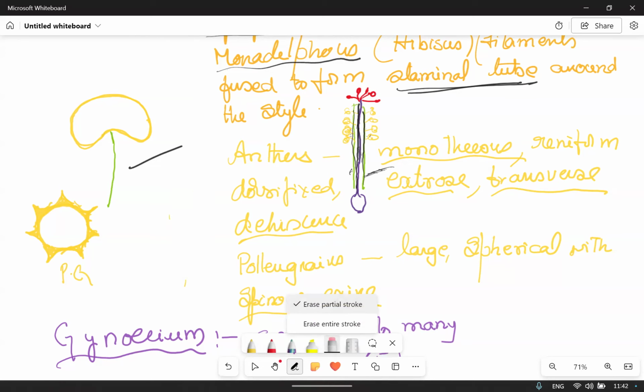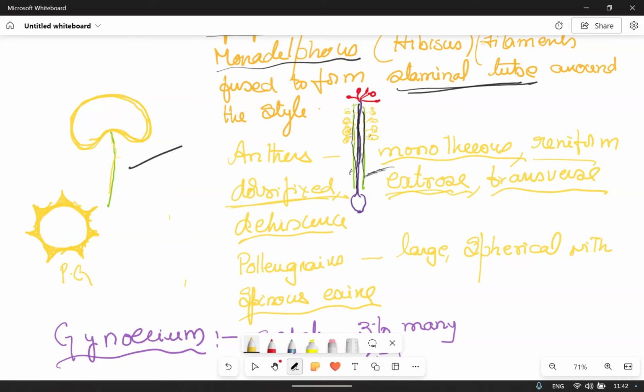Then, what is the shape? Reniform shape. And the filament is attached on the dorsal side, that's why dorsifixed. Reniform, dorsifixed. And extrorse. What is the meaning of extrorse?